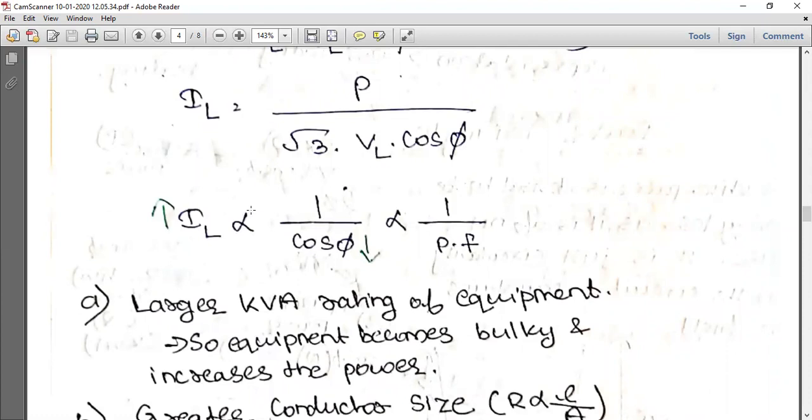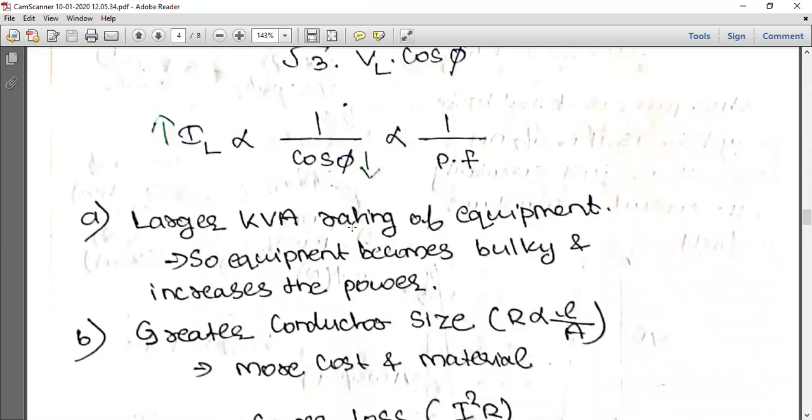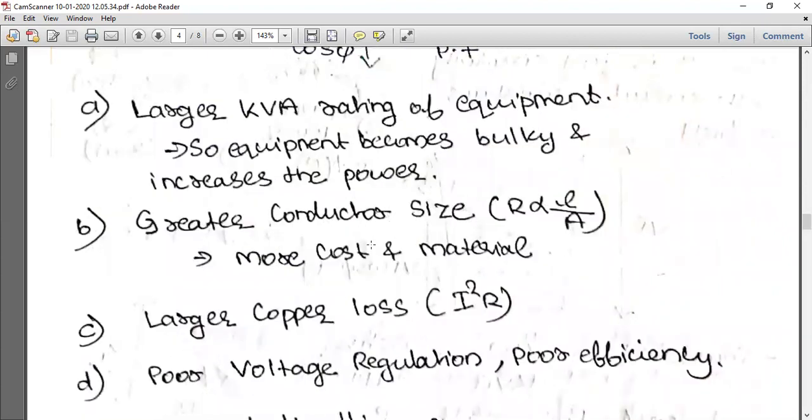Low power factor results in more current. That means a larger kVA rating of equipment. That is, if the power factor is less, we need larger kVA ratings. kVA means apparent power. Usually we rate machines like power transformers, induction motors and generators, everything, using kVA, apparent power. So equipment becomes bulky and costly. You see what is happening because of a larger kVA rating, which is a result of low power factor. And we also need a greater conductor size, because resistance is proportional to L by S.